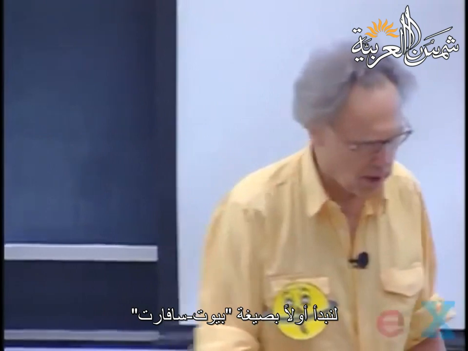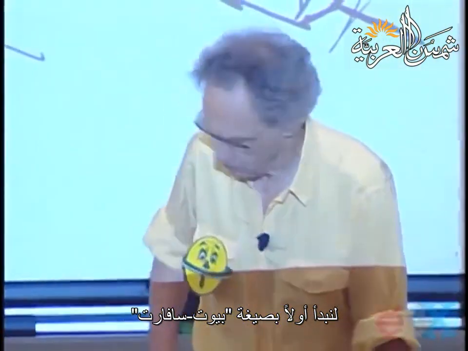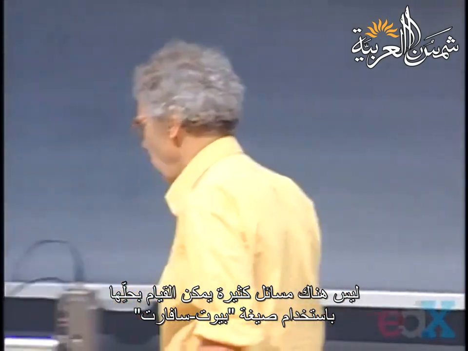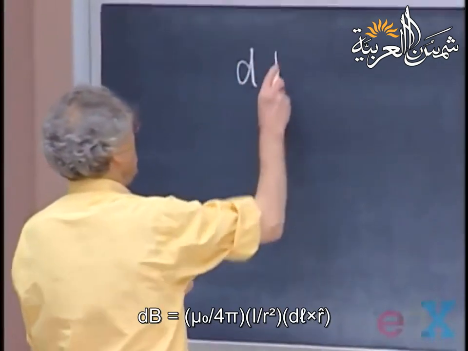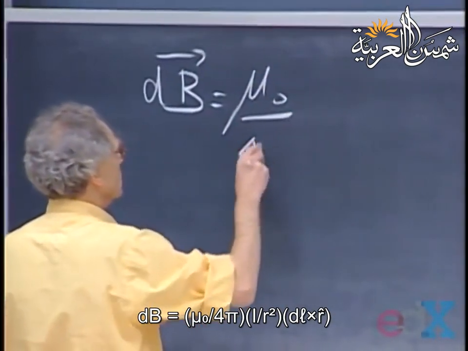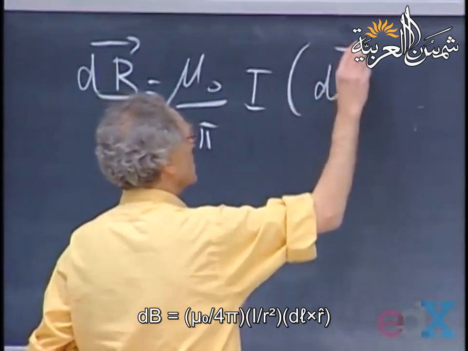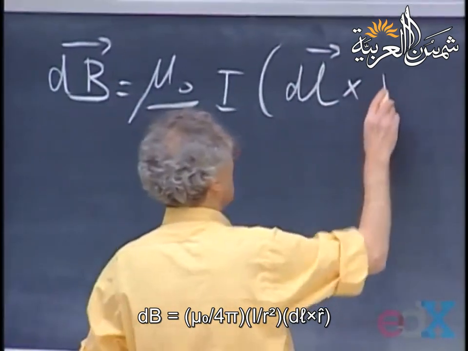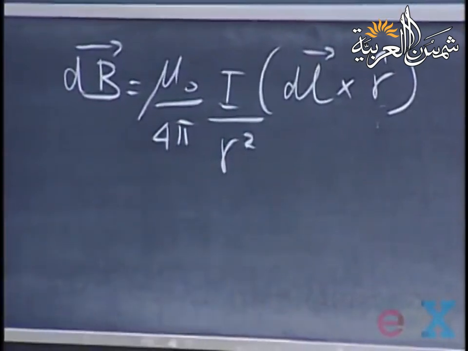All right, let's first start with Biot-Savart. There are not too many problems that one can do with Biot-Savart. dB equals mu0 divided by 4 pi times the current I dl cross r-hat divided by r squared. That's the formalism.